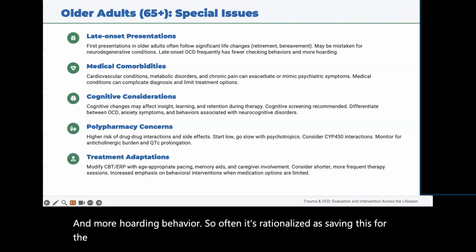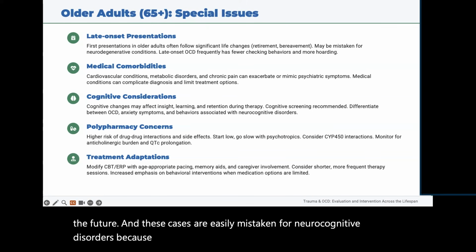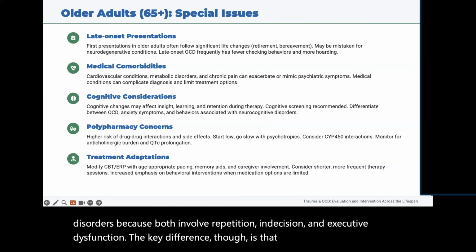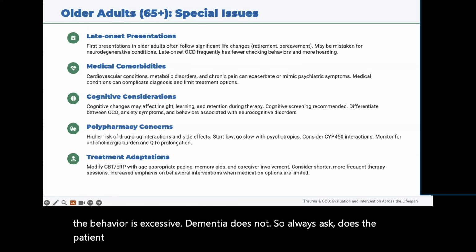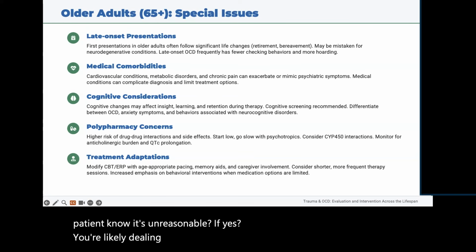And these cases are easily mistaken for neurocognitive disorders because both involve repetition, indecision, and executive dysfunction. The key difference, though, is that OCD retains awareness that the behavior is excessive. Dementia does not. So always ask, does the patient know it's unreasonable? If yes, you're likely dealing with OCD, not neurocognitive disorders.